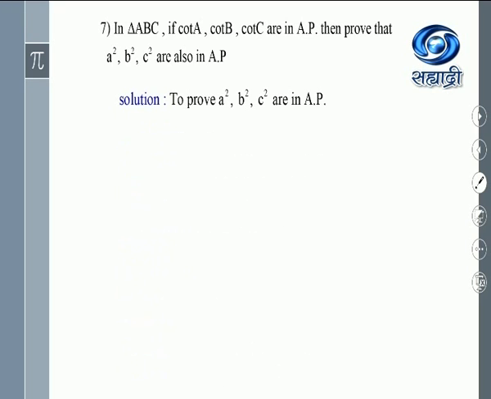What is given here? Cot A, cot B and cot C are in AP. This is given to you and you are asked to prove this. A square, B square, C square are also in AP. Now to prove, as I told you in the previous step, B square is equal to A square plus C square upon 2. Actually if I cross multiply, you will get 2B square is equal to A square plus C square. Okay, so the meaning is same. We cross multiply this 2 to the denominator and we write B square is equal to A square plus C square divided by 2.